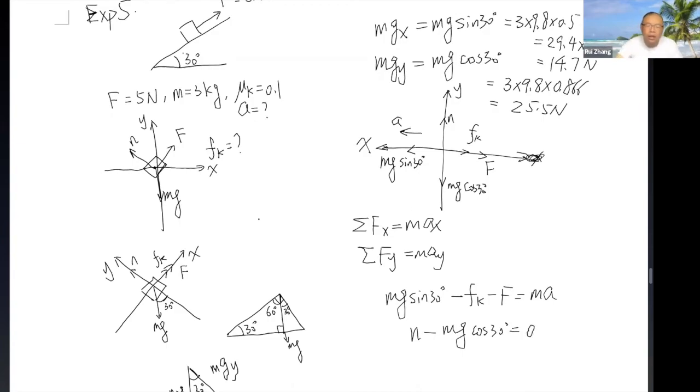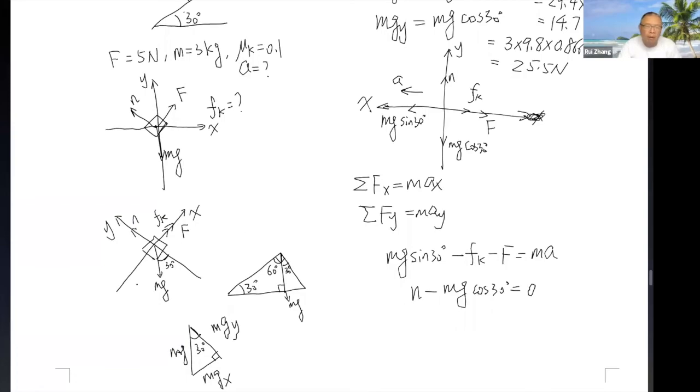So that's another reason why we want to set up our coordinates like this, because the acceleration is only along the x direction. There's no acceleration along the y direction. If you set up differently, you will have both components for acceleration. It's going to be like ma. Now, finally, we have Fk equals mu k times n.